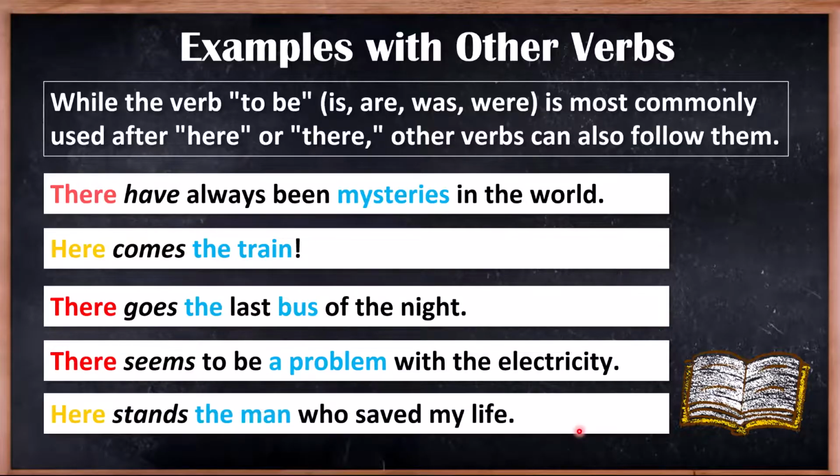Here stands the man who saved my life. Again, the man is singular, so we use a singular verb, stands, and not stand. So again, try to concentrate on what or who the sentence is about, and that's the subject. And if it's plural, we use a plural verb. And if it's singular, we use a singular verb.